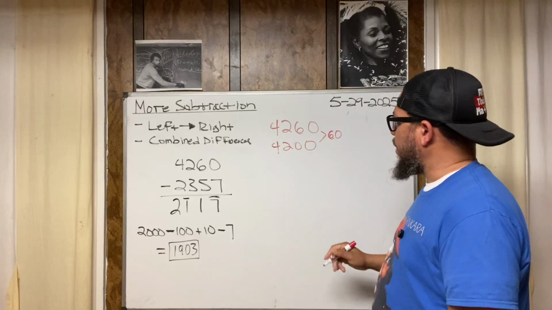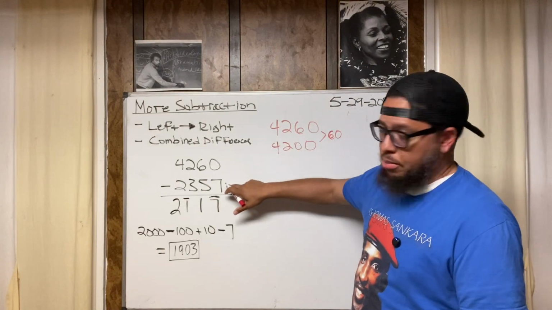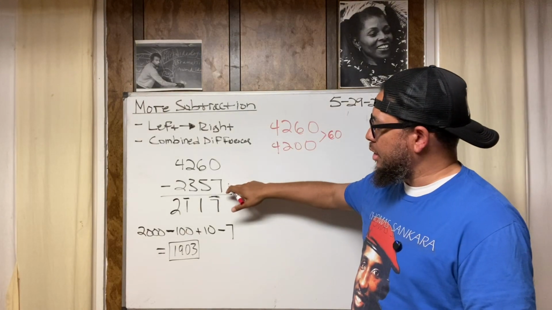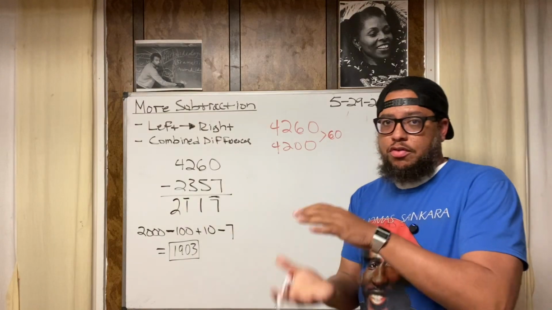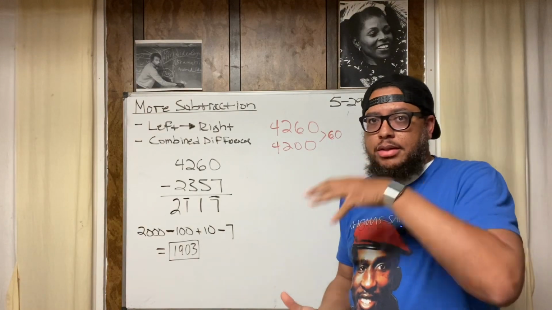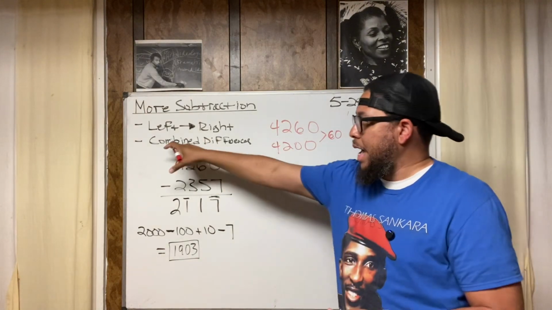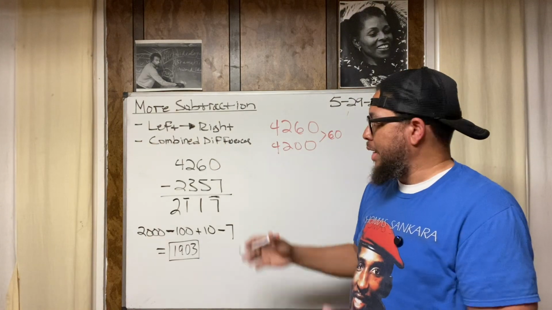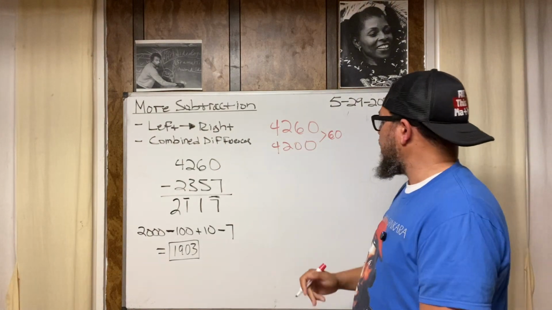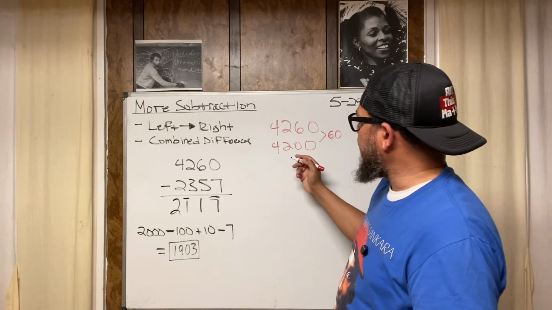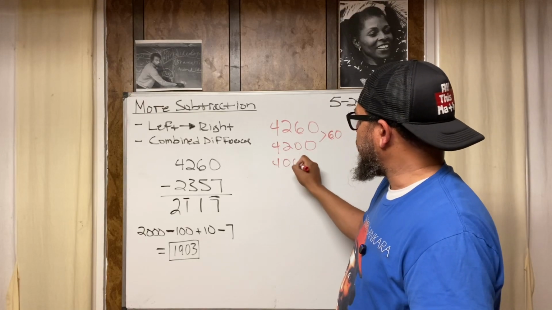So I write that over there. Now my goal is to get to this number. This is my subtrahend. I'm trying to get to this number. And then I'm going to take all the differences and add them up. And then that sum of the differences, the combined differences, is going to be my difference between these two numbers. All right. So then now let's say I go down to 4,000.